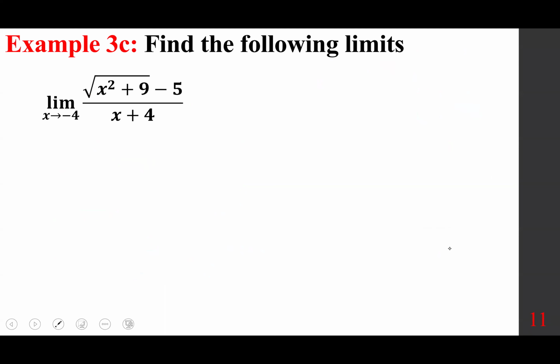We do the same thing here. We plug in. Negative 4 squared becomes positive 16 and 9. 25 comes out as 5, minus 5 is 0. Negative 4 plus 4 is 0. So you're looking at 0 over 0. It's an indeterminate form because the numerator is in the form of a square root here. We multiply by its conjugate, which means we change this to a plus 5. We multiply and divide by that.